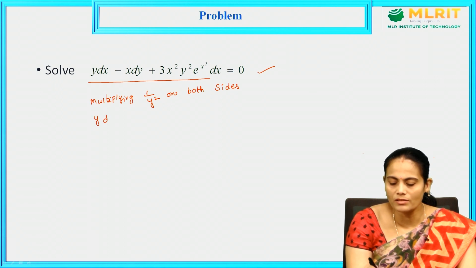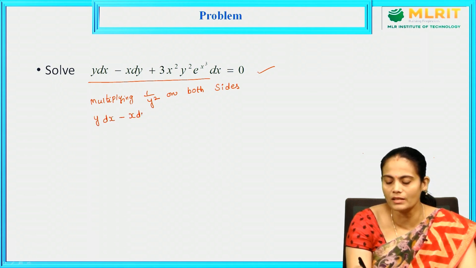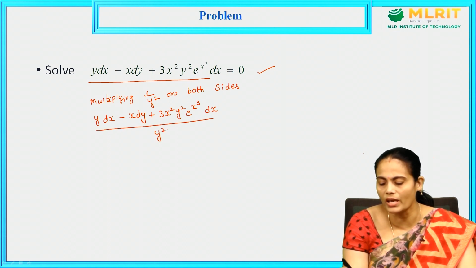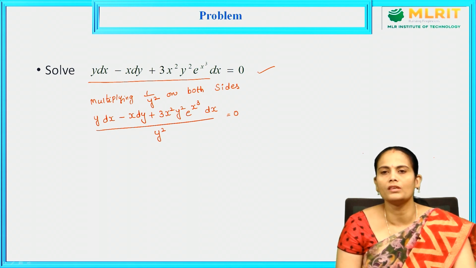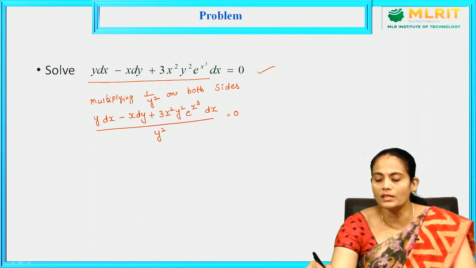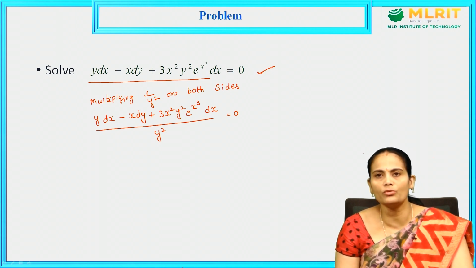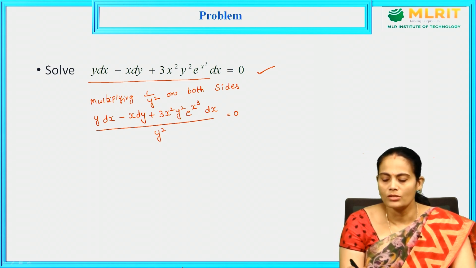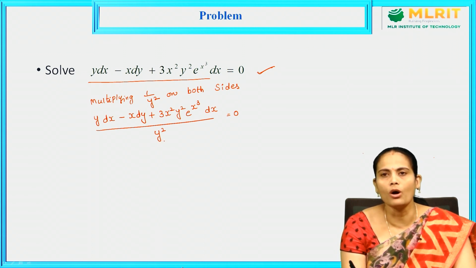So y dx minus x dy plus 3x square y square into e power x cube into dy, whole divided by y square, is equal to 0. Now we are using the inspection method. We have to write the given differentiation into the form of a derivative of a function. Before that, we have to multiply with one factor, then only it will be converted into the form of derivative of a function. So here I am multiplying with 1 by y square on both sides.